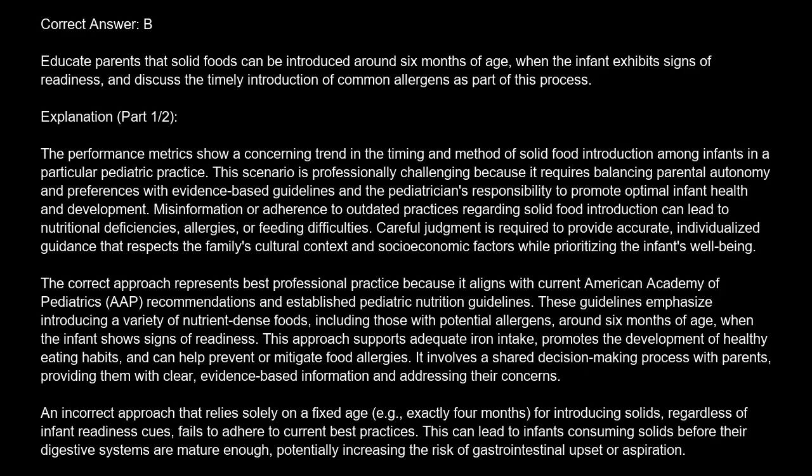the infant's well-being. The correct approach represents best professional practice because it aligns with current American Academy of Pediatrics (AAP) recommendations and established pediatric nutrition guidelines. These guidelines emphasize introducing a variety of nutrient-dense foods, including those with potential allergens, around 6 months of age, when the infant shows signs of readiness. This approach supports adequate iron intake, promotes the development of healthy eating habits, and can help prevent or mitigate food allergies. It involves a shared decision-making process with parents, providing them with clear, evidence-based information and addressing their concerns.